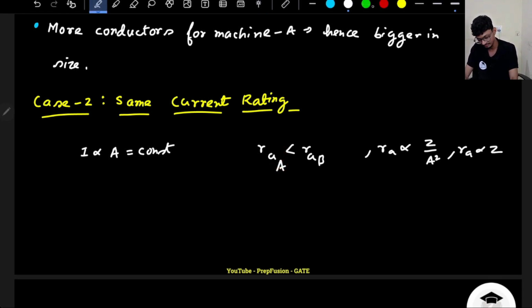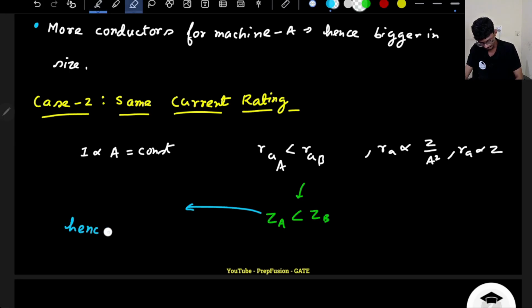So for machine B, I can write from here that hence my ZB will be larger than ZA. Hence machine B will be larger in size.